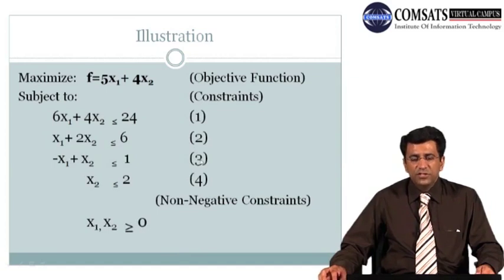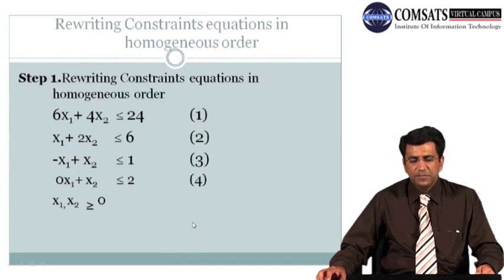These are the different constraints, that is 6x1 plus 4x2 less than equal to 24, x1 plus 2x2 less than equal to 6, minus x1 plus x2 is less than equal to 1, x2 is less than equal to 2. So there are four constraints in this particular case. x1, x2 is greater than 0. Again, these refer to the non-negative constraints.